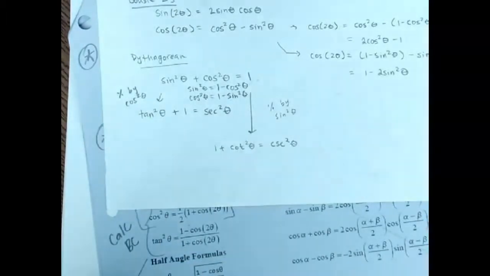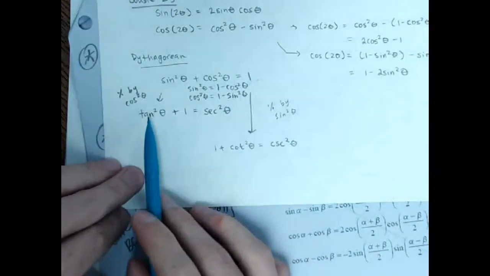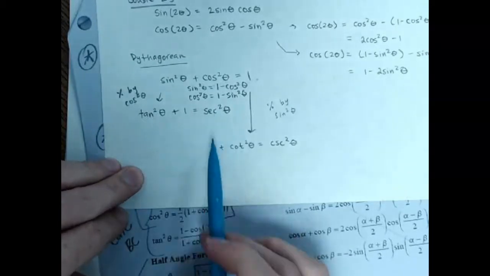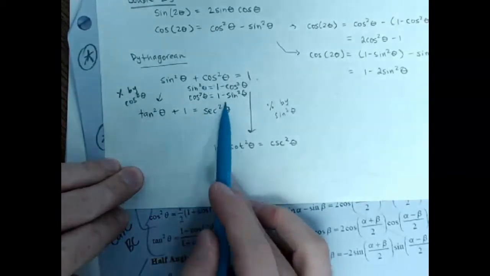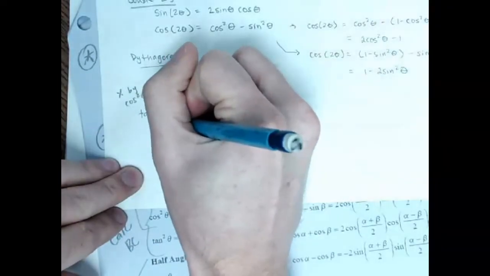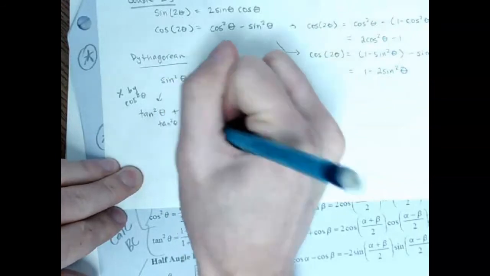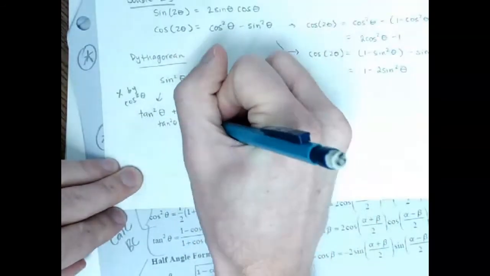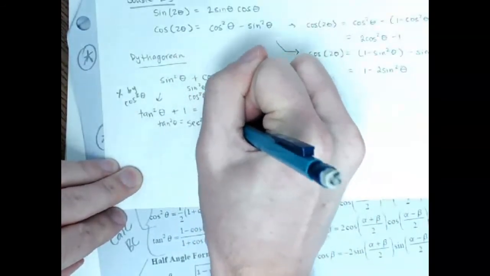You could do the same thing for the other two. Like here, if you look, tangent squared plus 1 equals secant squared. So if you had to get rid of a secant squared, you could change it to tangent squared plus 1. Or, if you needed to get rid of a tangent squared, you'd have to move the 1 over. So you'd have secant squared minus 1.